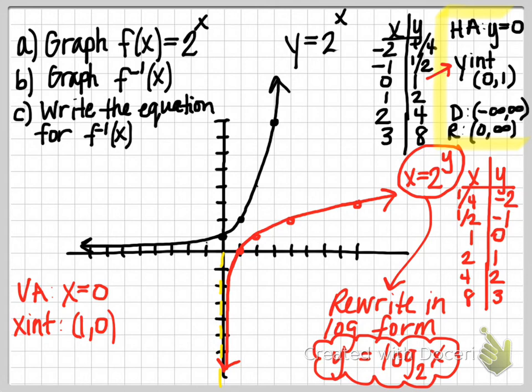Then domain and range are also going to be interchanged. So my domain is now going to be from 0 to infinity, and my range is going to be all real numbers. So we have the 4 common features of a logarithmic graph just by comparing them to the 4 common features of an exponential graph. So here are my logarithmic features. So the big idea from this introduction into the shape of a logarithmic function and its graph is that an exponential function and a logarithmic function are inverses of one another.